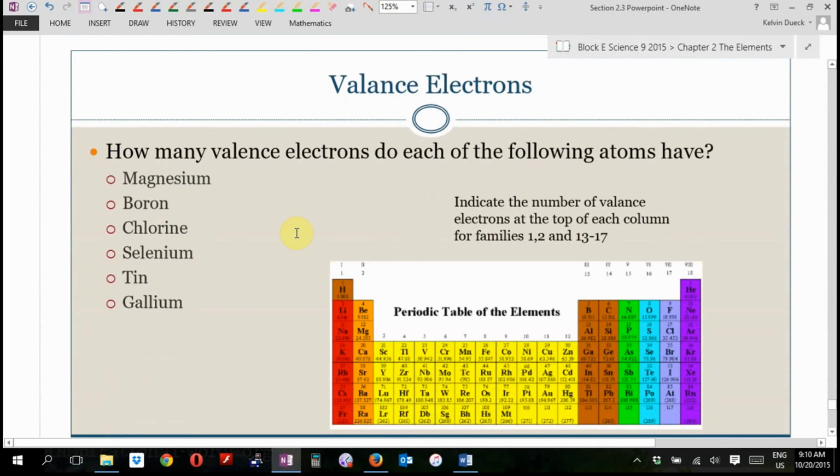So, I think I put this in your notes, yeah? How many valence electrons do each of the following have? How many valence electrons does magnesium have? 2. It wants to get rid of 2. It's a metal. How many valence electrons does boron have?